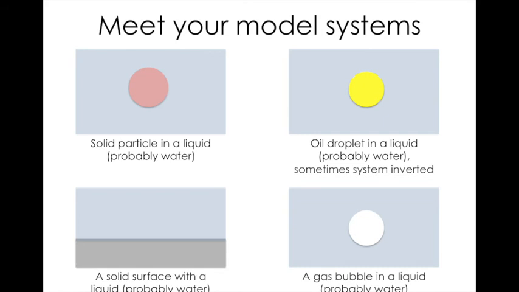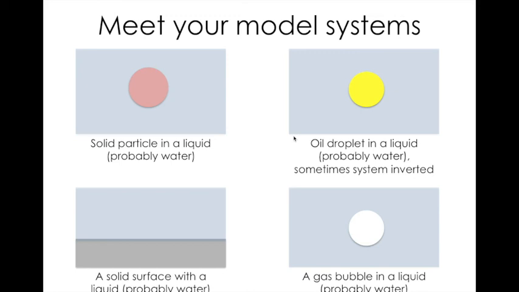So, to finalise this lecture, I'm just going to sum up some important model systems that we're going to look at. They're very simple at first glance, but they're beguiling for that reason. They're also very complicated in an interesting set of ways. So, the simplest system we'll look at is a solid particle in a liquid. The liquid will probably be water, the solid particle will be something chemically simple, like gold or silica. We'll also look at oil droplets in water, gas bubbles in water, and solid surfaces in a liquid, probably water.